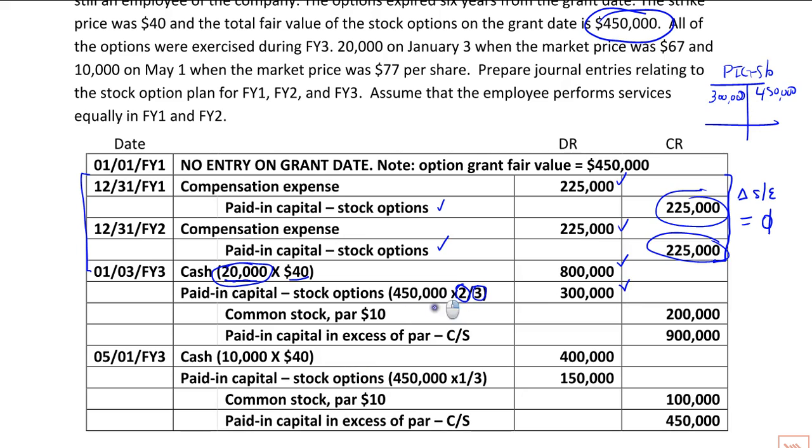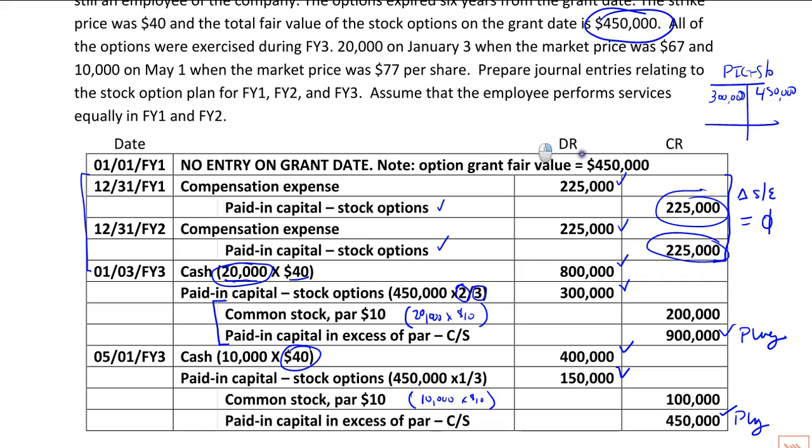And then we issue the stock. Par value, that's 20,000 shares issued times $10. And then we plug the 900. This is a plug. Okay. And down here, similarly, the strike price times 10,000 is 400,000. 450 times 1/3 is 150. Common stock, now it's just 10,000 shares times $10, 100,000, and we plug the 450 here.